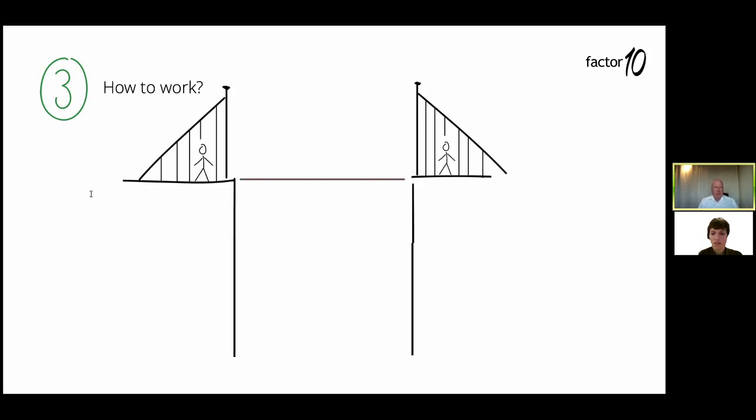So, third suggestion, how to work. And the bridge is becoming stronger. Now we have support for the next step of the bridge here that will come quite soon.